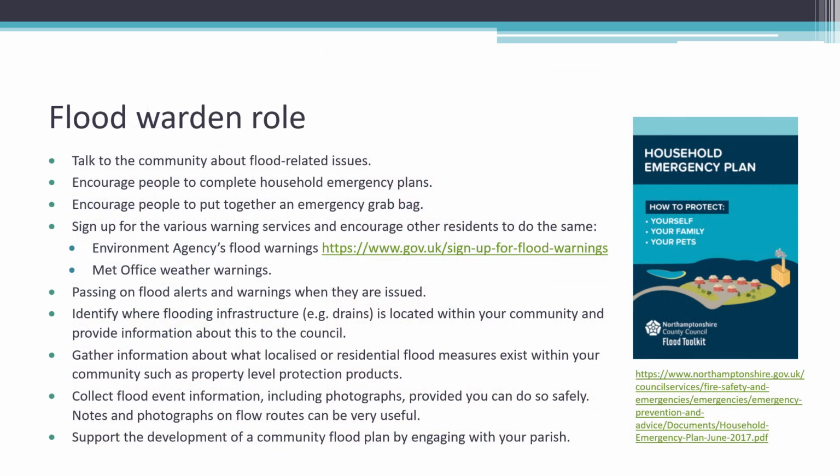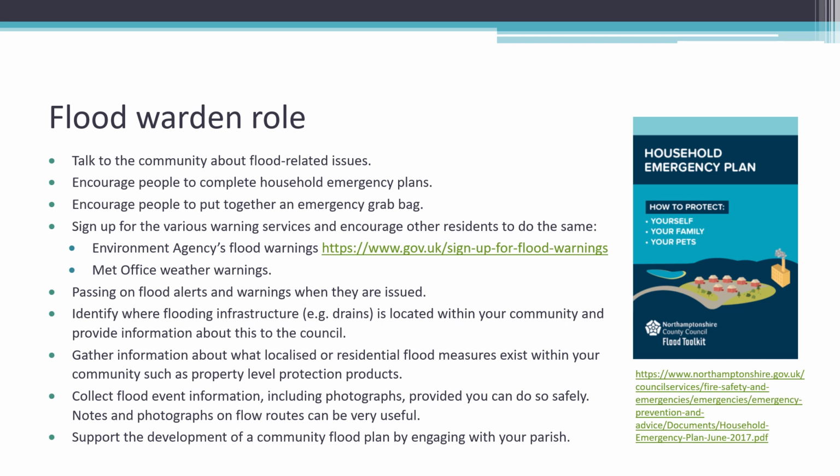Other aspects of the role include talking to the community about flood-related issues, therefore increasing general awareness and knowledge, creating your own household emergency plan and encouraging other residents to do the same, creating your own emergency grab bag as detailed in the household emergency plan and encouraging other residents to put one together. The link for our household emergency plan template is on the slides.